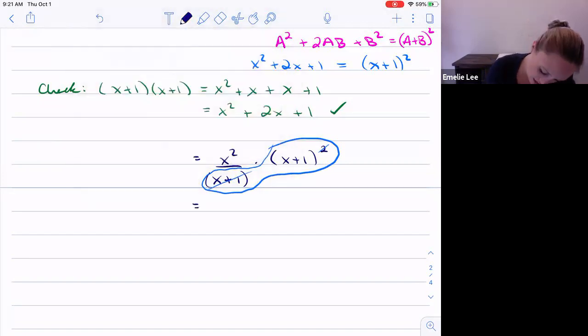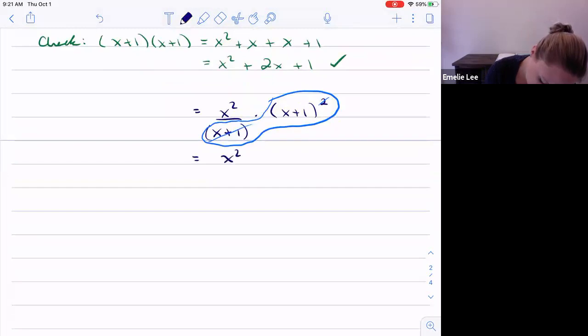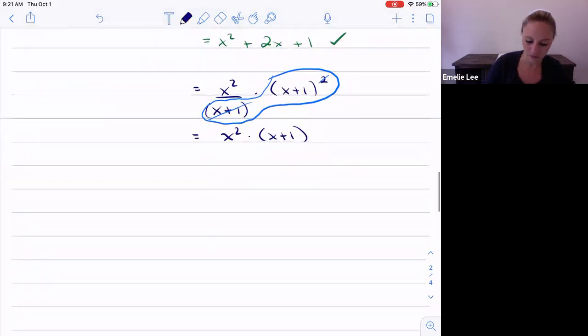So now we're left with x squared times x plus 1. You can leave it like this, or if we want to simplify and remove all the brackets, x squared times x is x to the 3 plus x squared times 1 is x squared.